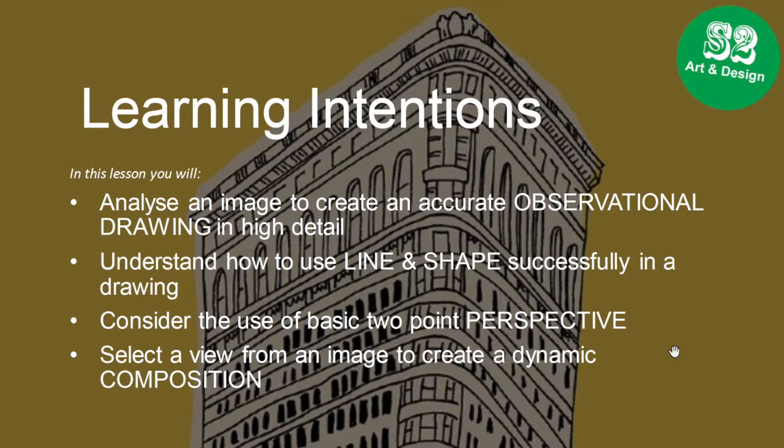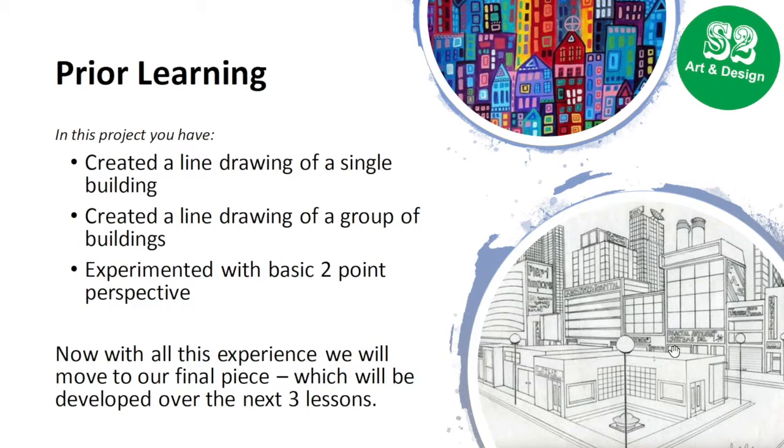You're also going to select your own composition, and I want it to be as dynamic as possible. So this means an interesting arrangement of buildings, which will create an exciting and interesting drawing. Your prior learning: so far in this project, you have created a line drawing of a single building, you have created a drawing of a group of buildings, and you've also experimented with basic two-point perspective. The next 3 lessons of this project will be taken over by your final piece, so we'll be working on one final drawing over the next 3 lessons.